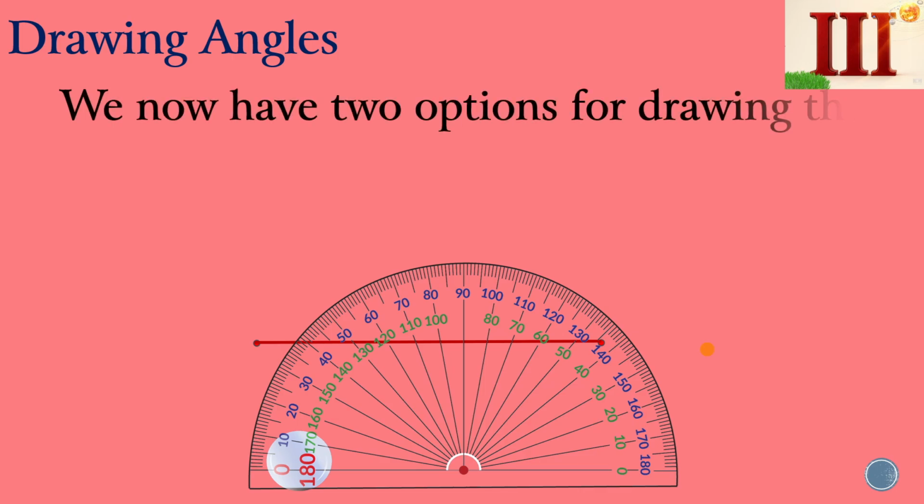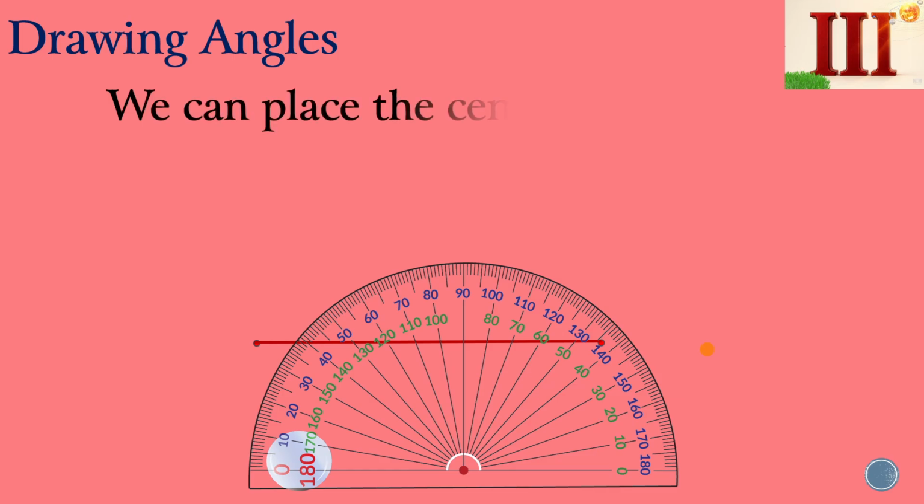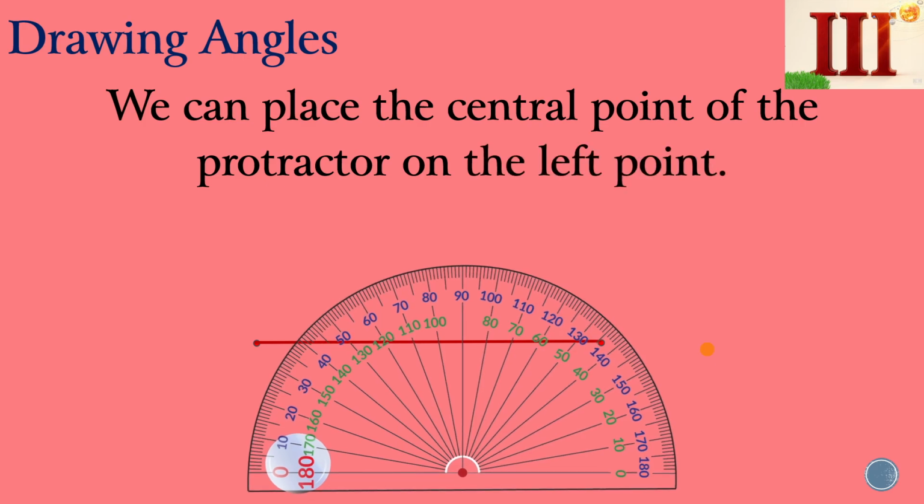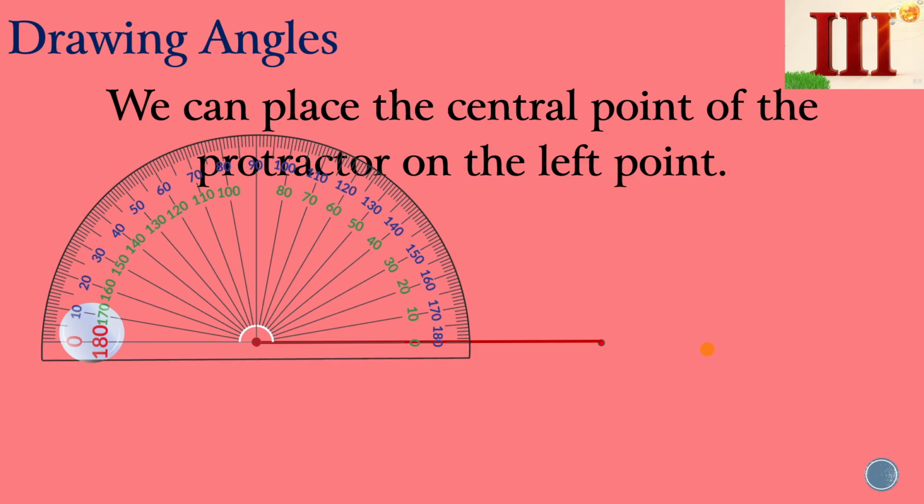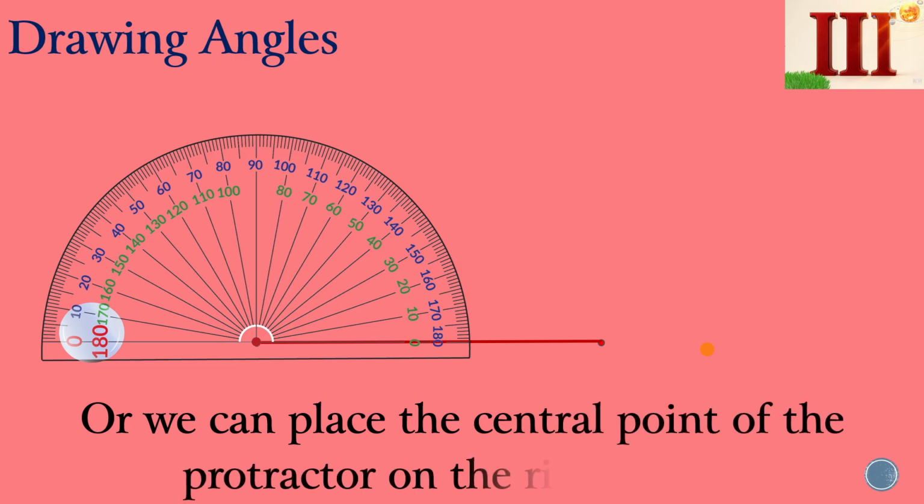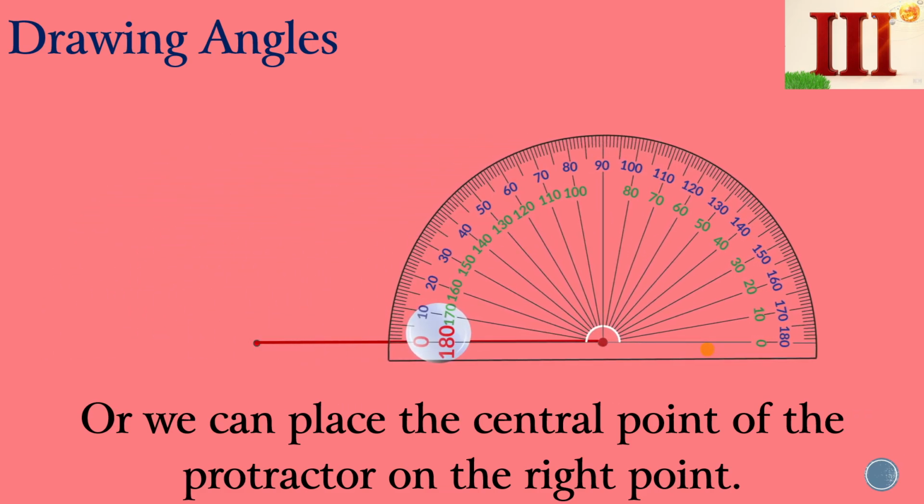So we now have two options for drawing the second line segment of the angle. We can place the central point of the protractor on the left endpoint, or we can place the central point of the protractor on the right endpoint. Now, sometimes you'll be told which point to do, or to do that with. Sometimes you'll just be given the option to draw an angle.